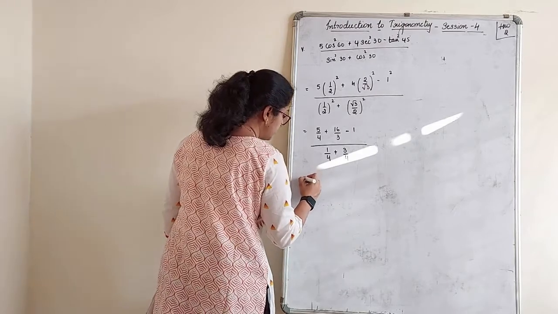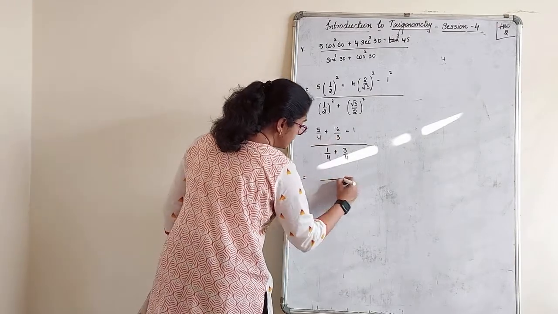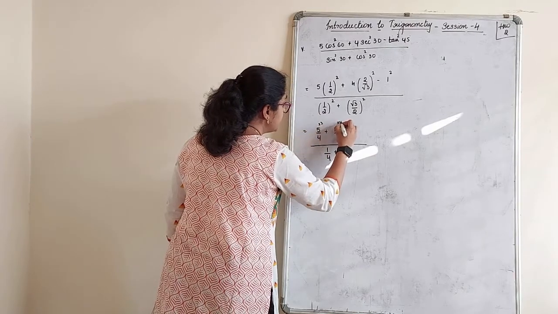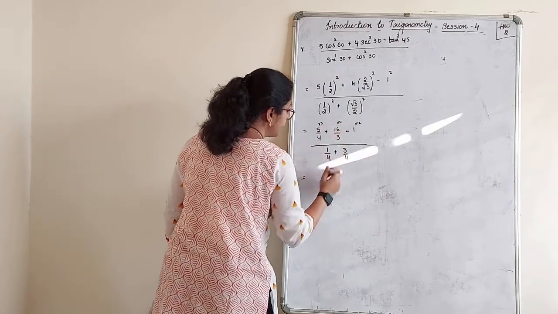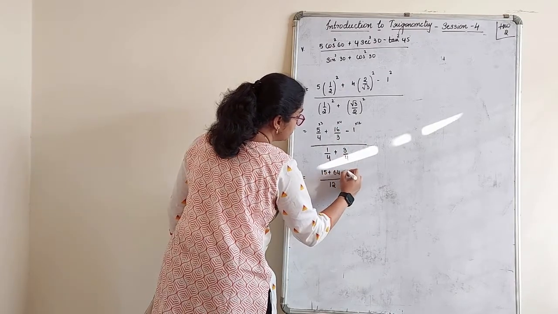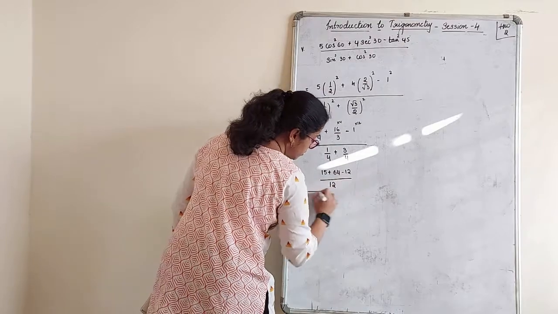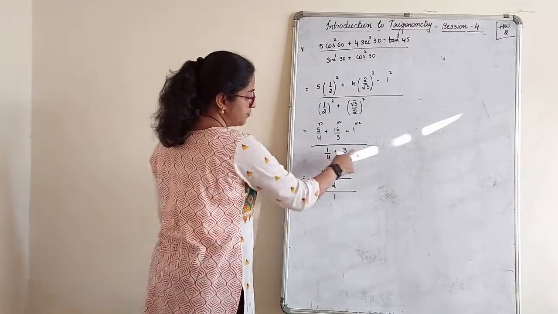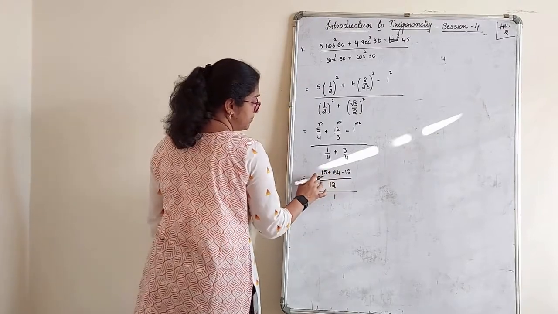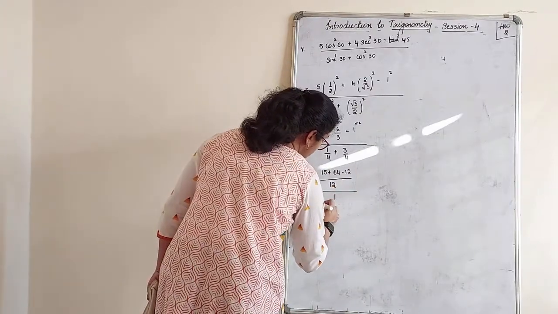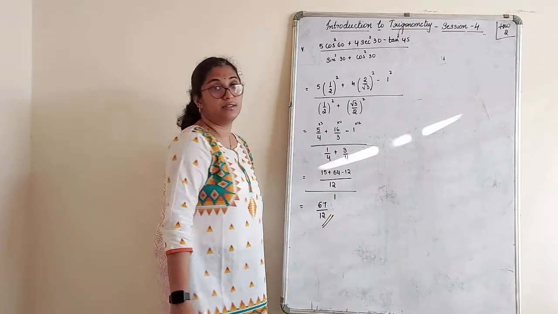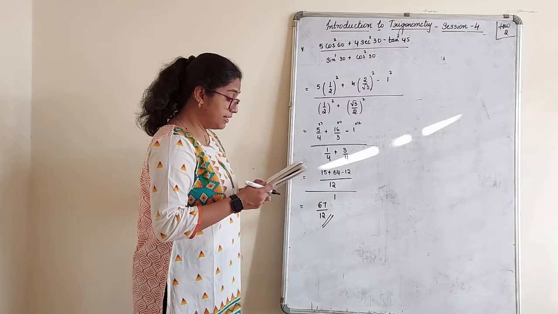So the denominator is absolutely 1. Here LCM is 12. So 5 into 3, 16 into 4, minus 12. 5 3s are 15, 16 4s are 64, minus 12, whole divided by 1. Right? So in the numerator, 64 plus 15 minus 12 will give you 67 by 12. This is the answer. So there we complete the first main.